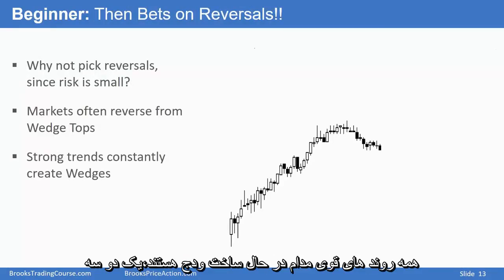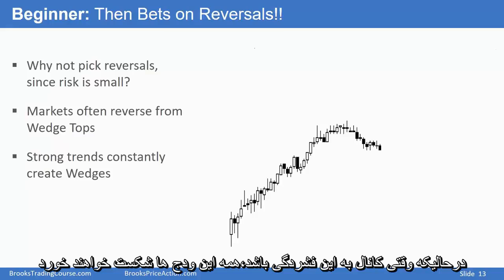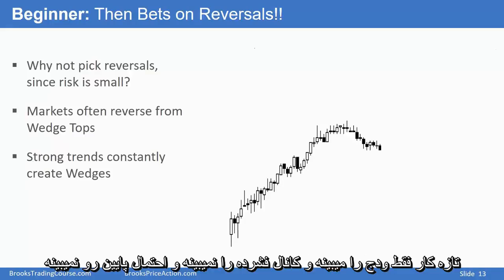All strong trends are constantly forming wedges. 1, 2, 3, 1, 2, 3, 1, 2, 3. However, when the channel is this tight, all of those wedges are going to fail. The beginner only sees the wedge. He doesn't see the tight channel, and he does not see the low probability.